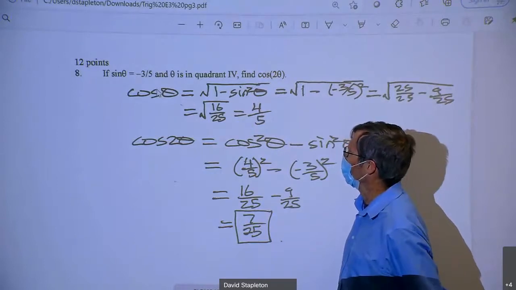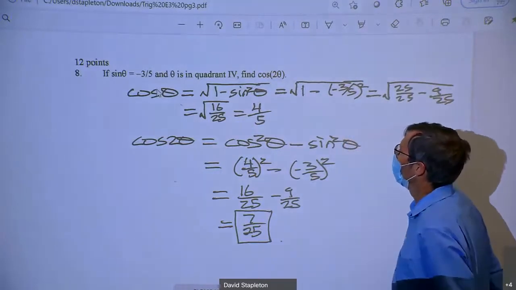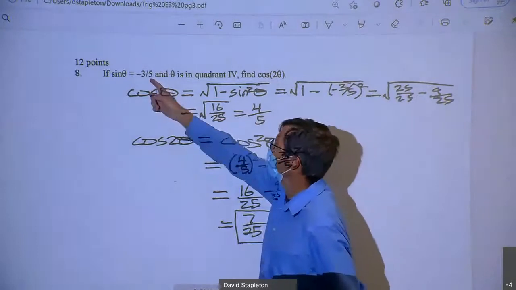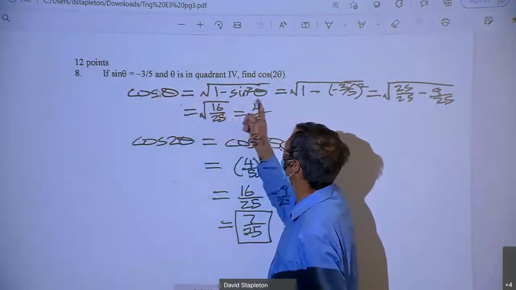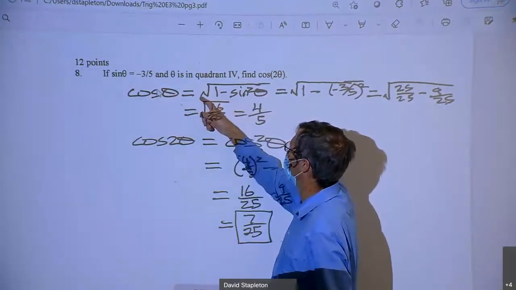So this is one of those classic problems you see in every trigonometry book. What I do is I say, if I know sine, I immediately know cosine. It's plus or minus the square root of 1 minus sine squared. Is it plus or minus though?